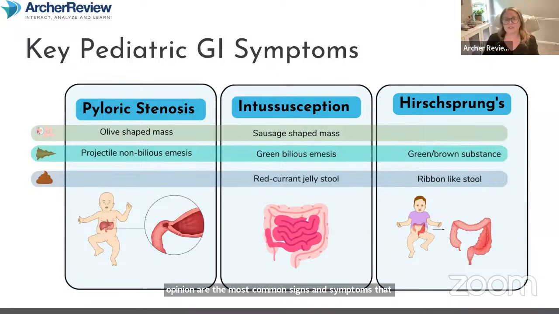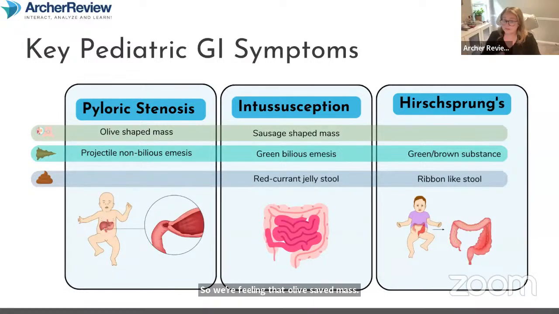First, for pyloric stenosis, you'll see up top, what kind of mass are they going to have? That one is that olive-shaped mass. Because remember, it's that pyloric sphincter that's getting big and swollen and it's just protruding. So we're feeling that olive-shaped mass.